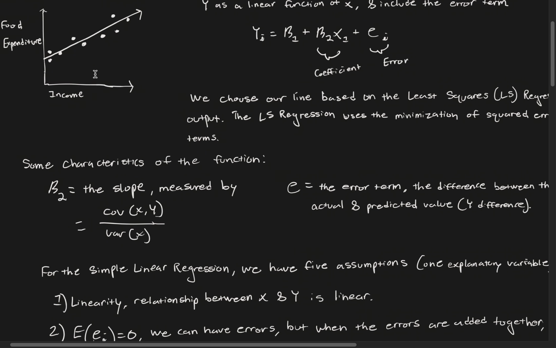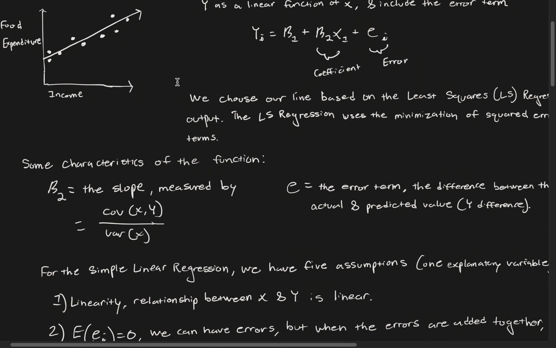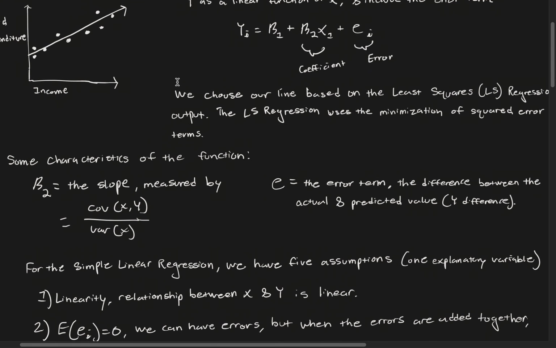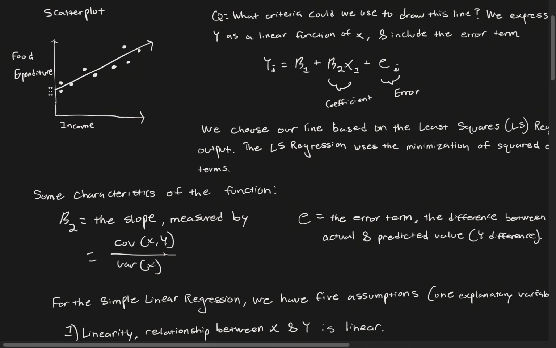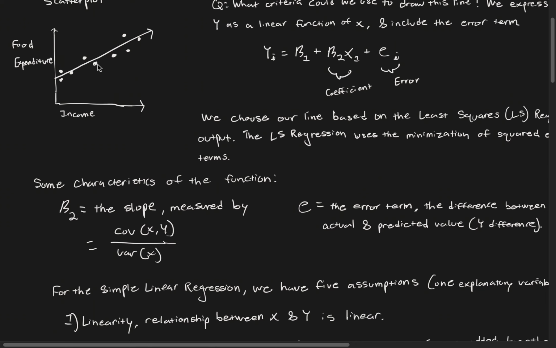Notice that when we draw a line through the data points, most of the data points aren't actually on the fitted line we draw. That is how we measure the error term, which is the difference between the actual and the predicted value. The predicted values are the values on the line, and the actual values are the data points we see here. The error term is measured by the vertical differences between the predicted and the actual.